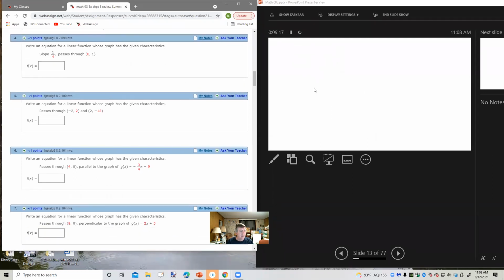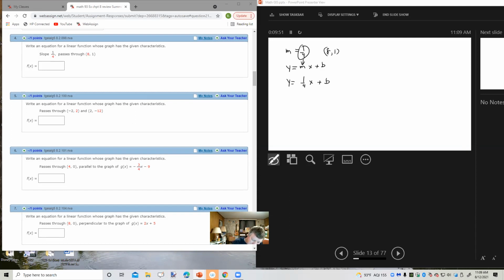Happy to oblige. Write an equation for a linear function whose graph has the given characteristics. The slope is 1/4. And it passes through the point (8, 1). Okay, so I'm going to use the form y equals mx plus b. The slope is 1/4, so y equals 1/4 x plus b. What I need now is the y-intercept.